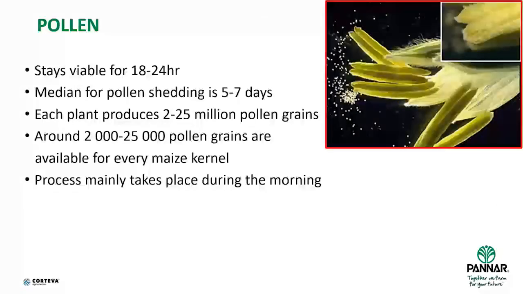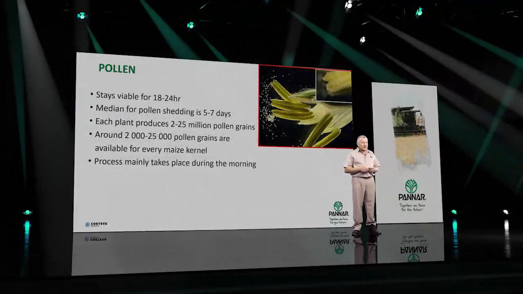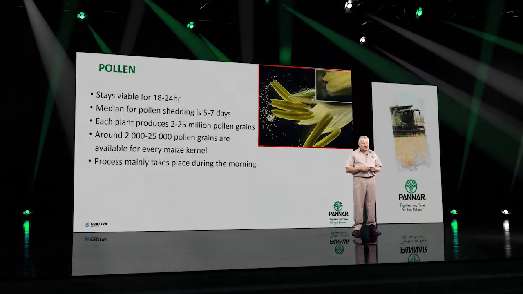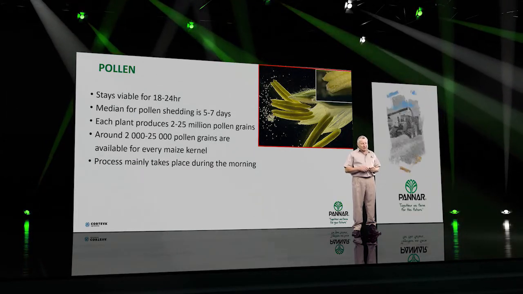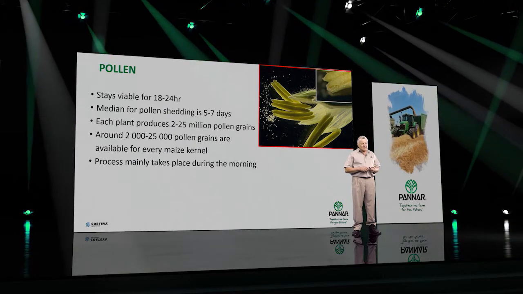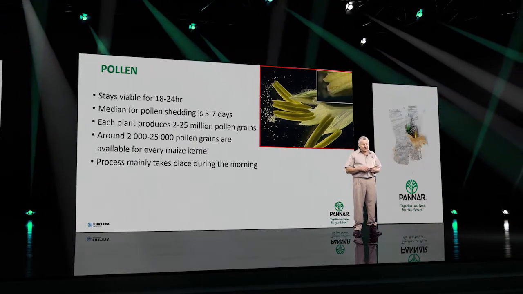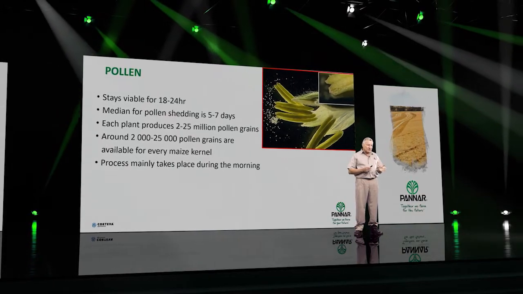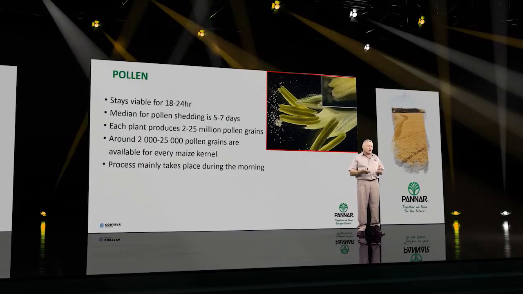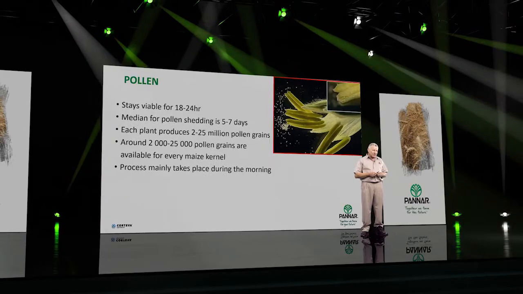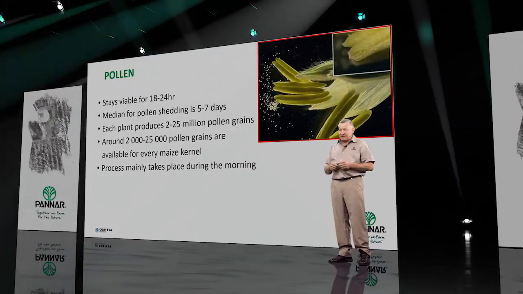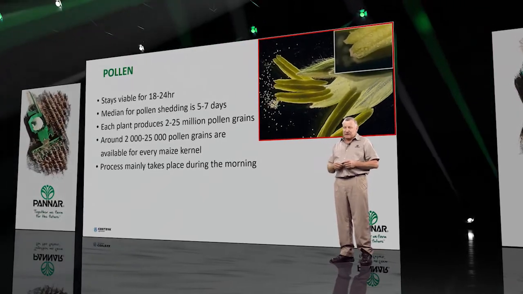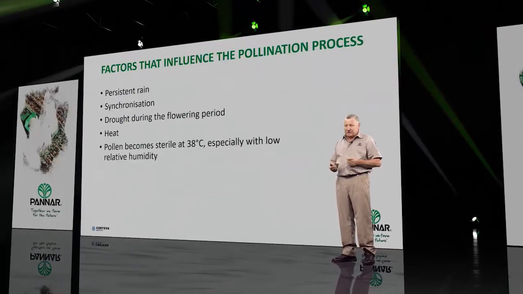Alright, after pollen has been shed, it will be viable for basically 1 day. The median for pollen shed is anything between 5 and 7 days, and each maize plant can produce anything between 2 and 25 million pollen grains. That gives you anything between 2,000 and 25,000 pollen grains for each and every kernel that you will in the end harvest. So the pollen is in abundance, and this process mainly takes place in the early mornings.